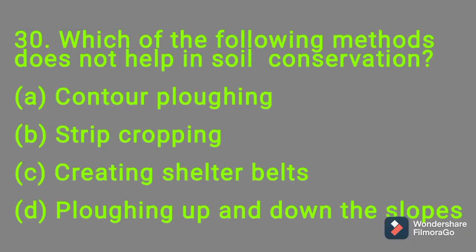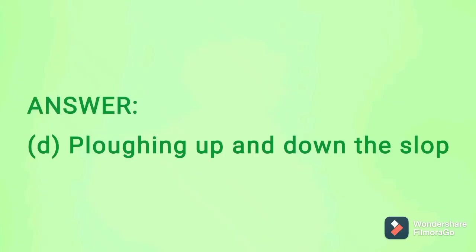30th question. Which of the following methods does not help in soil conservation? Option A, contour ploughing. Option B, strip cropping. Option C, creating shelter belts. Option D, ploughing up and down the slopes. The answer is option D, ploughing up and down the slopes.